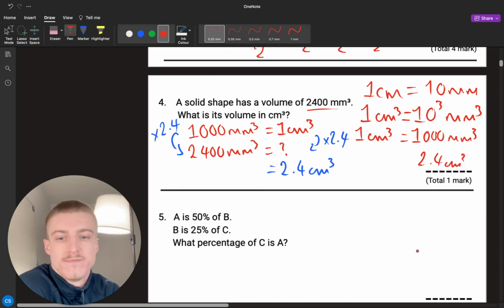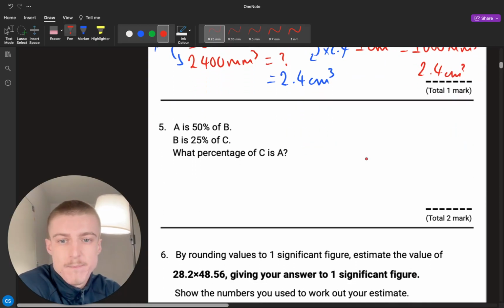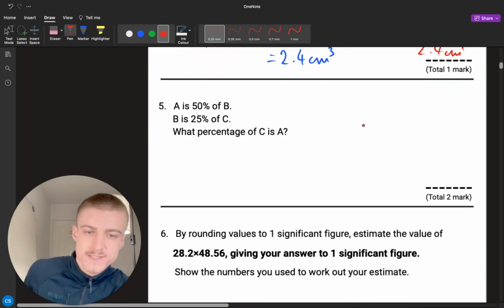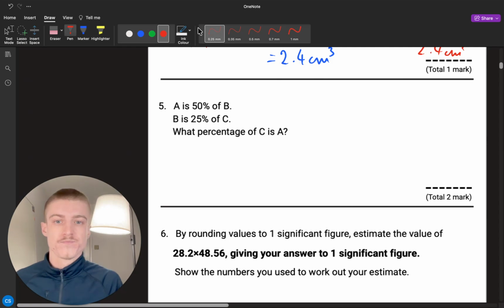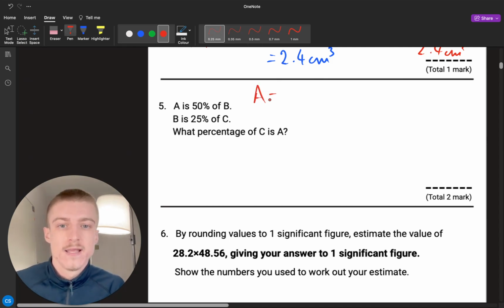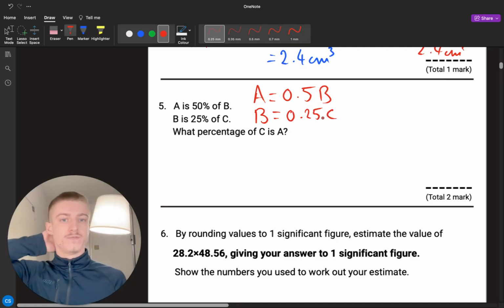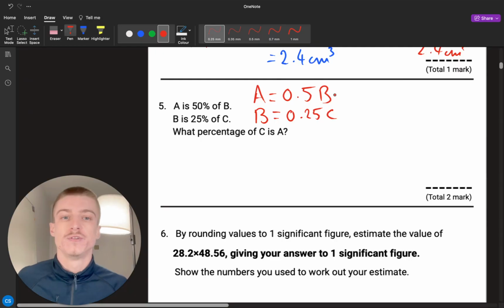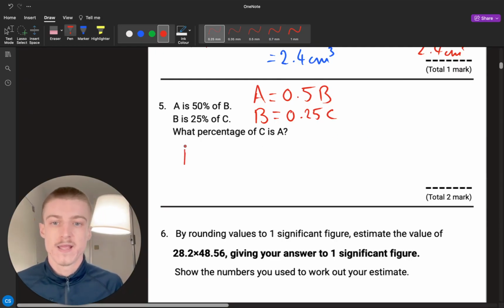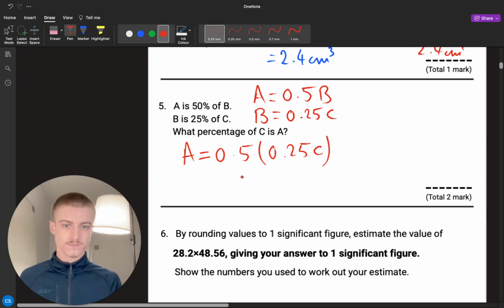Okay. Question 5. A is 50% of B and B is 25% of C. What percentage of C is A? Well, A is 50% of B, that's 0.5 B. And B is 25% of C, which is 0.25 C. But if B is 0.25 C, then we can just substitute 0.25 C in for B in the equation for A. So A is 0.5 times by 0.25 C.